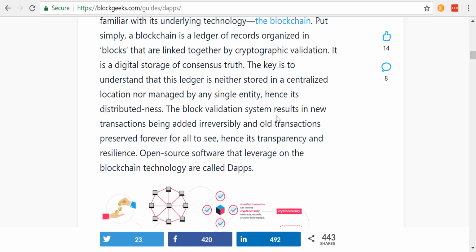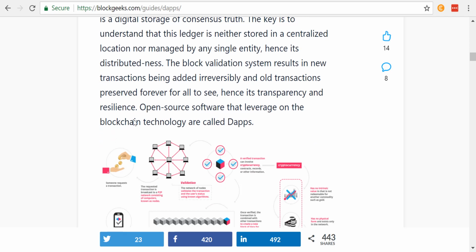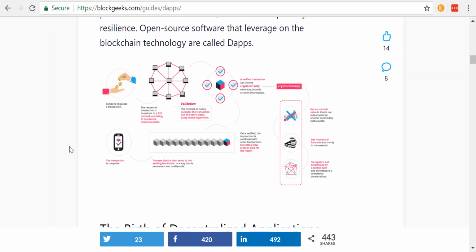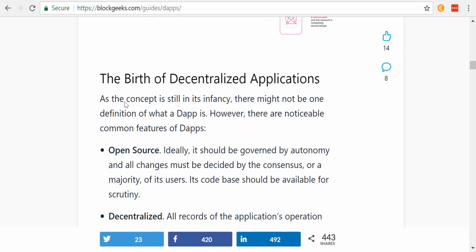The block validation system results in new transactions being added irreversibly and old transactions preserved forever for all to see. Hence its transparency and resilience. Open source software that leverages blockchain technology is called dApps. The birth of decentralized applications. As the concept is still in its infancy, there might not be one definition of what a dApp is. However, there are noticeable common features of dApps.